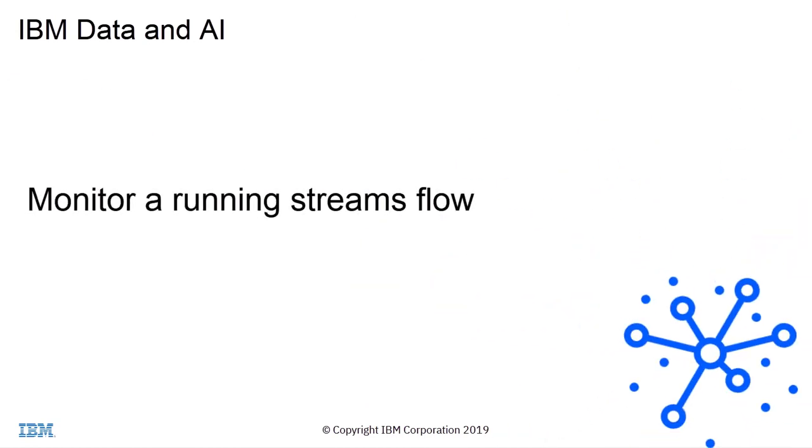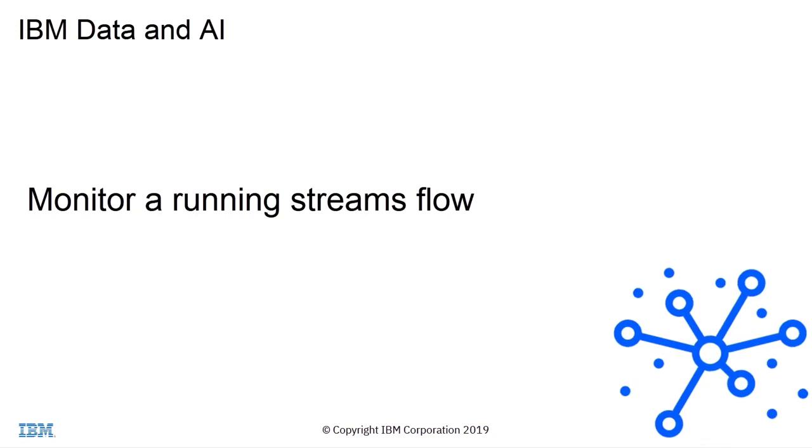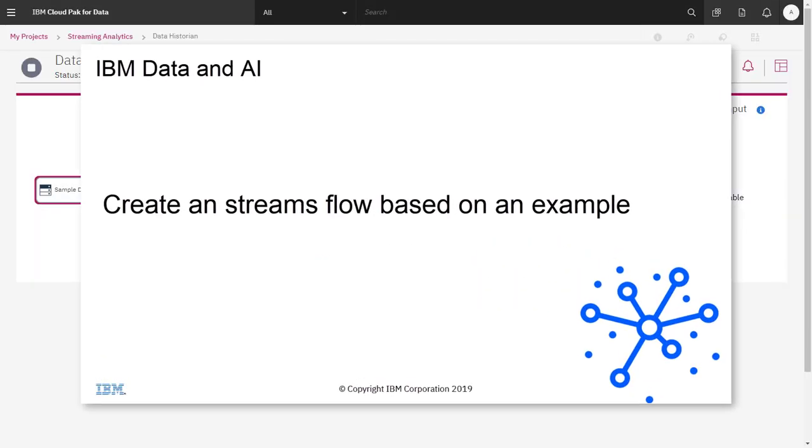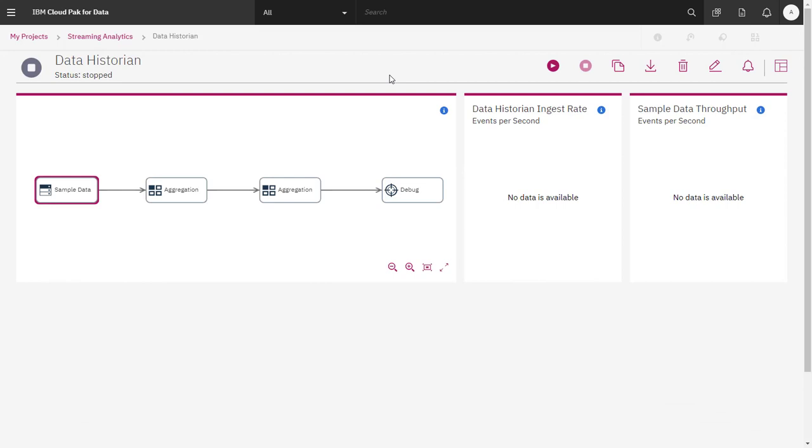This video shows you how to use the metrics page to monitor and troubleshoot problems with a streams flow. If you don't have a streams flow yet, watch the video and follow the tutorial to create a streams flow from the Data Historian example. Here's the metrics page for the example streams flow.